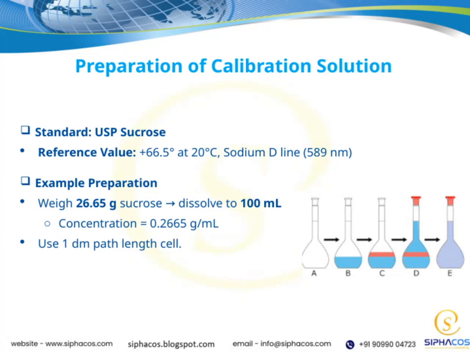Now, let's talk about how we prepare our calibration solution. We start with a standard, which in this case is USP sucrose. The reference value we're aiming for is a specific rotation of plus 66.5 degrees at 20 degrees Celsius, using the sodium D line at 589 nanometers. This helps us ensure consistency and accuracy in our measurements.